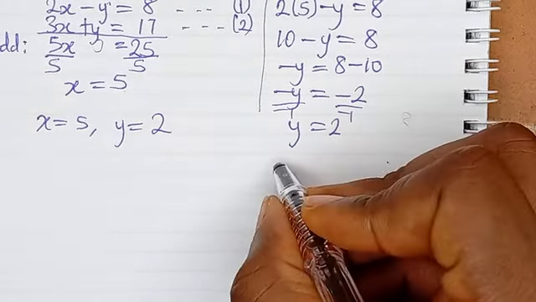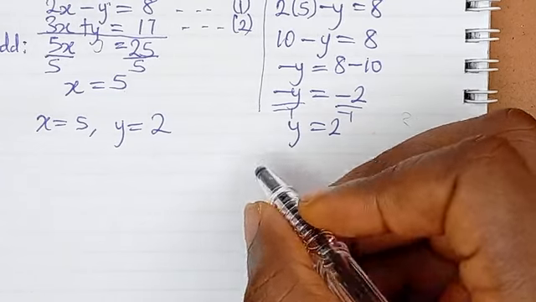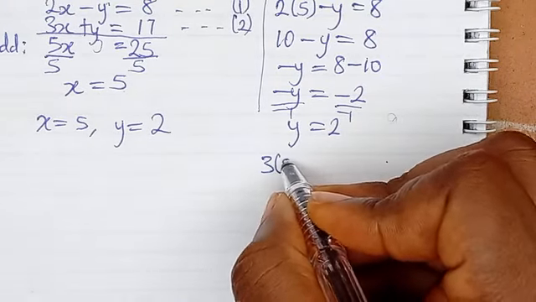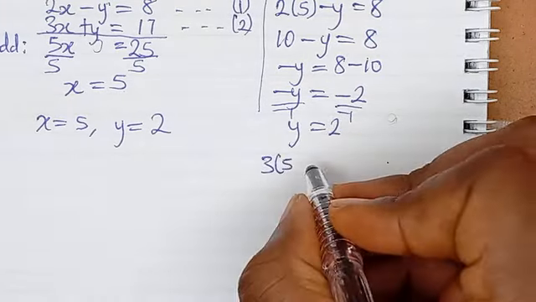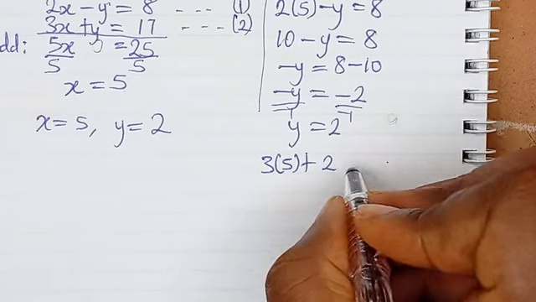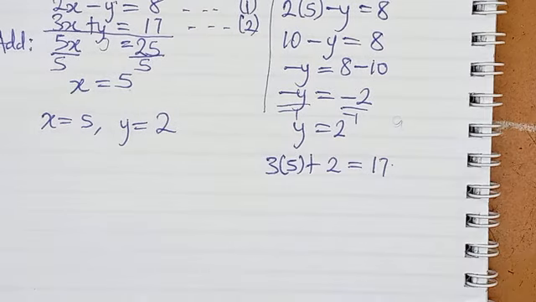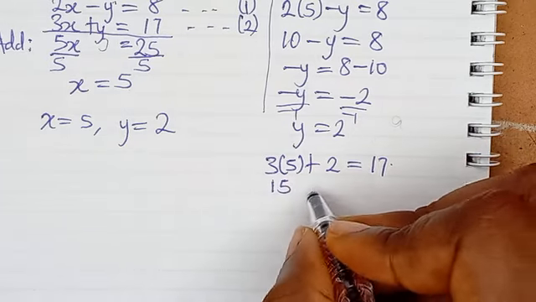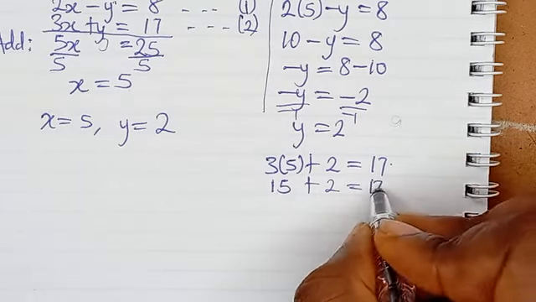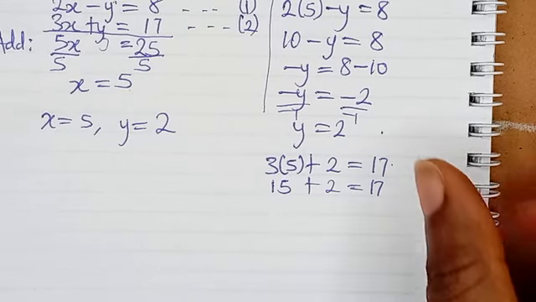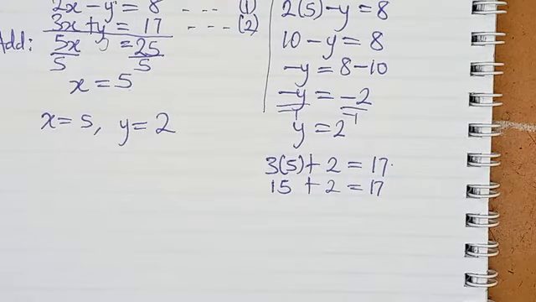So as a check, let me pick out equation 2. We have that 3, instead of x, we're going to put in 5, and plus, instead of y, we're going to put in 2, and let's see if it will give us 17. That's 3 times 5 plus 2, which is 15 plus 2, equal to 17. So it is true, meaning that the solutions to these equations are true.